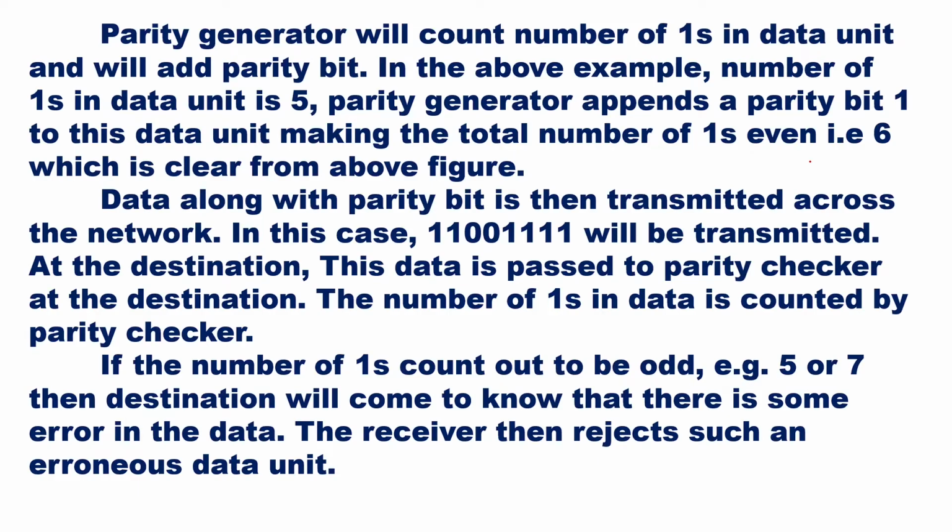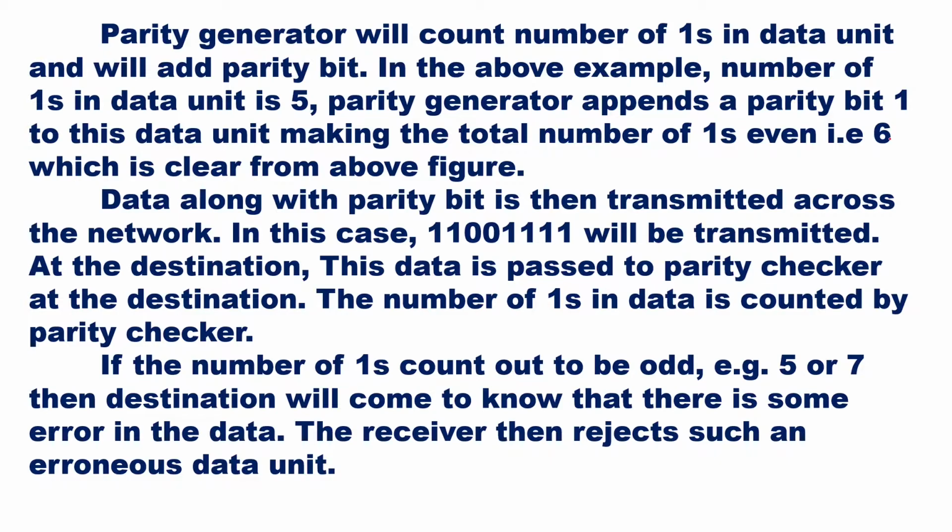Here you can see the theory of it. A parity generator will count the number of ones in the data unit and will add a parity bit. In the above example, the number of ones in the data unit was 5. The parity generator appends a parity bit 1 to this data unit, making the total number of ones 6, which is clear from the figure we have seen earlier. Data along with the parity bit is then transmitted across the network. In this case, 11001111 will be the ultimate data, including the parity bit, that will be transmitted.